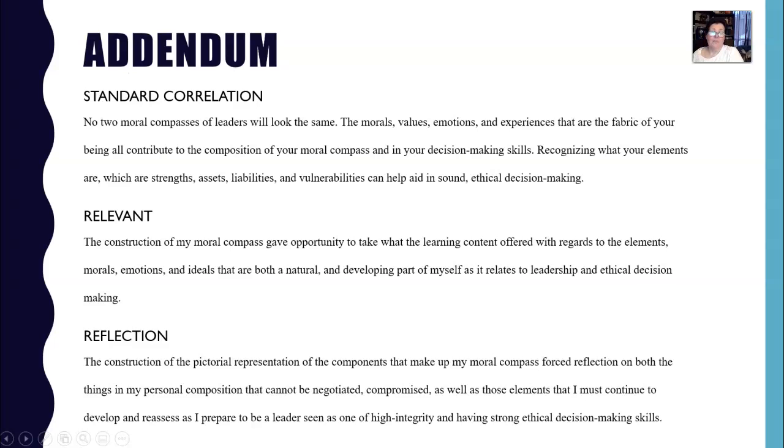And how will this be beneficial from a reflection standpoint? The construction of the pictorial representation of the components that make up my moral compass forced reflection on both the things in my personal composition that cannot be negotiated or compromised, as well as those elements that I have to continue to develop and reassess as I prepare to be a leader seen as one with high integrity and having strong ethical decision-making skills. I think the pictorial is a great representation of me and where my strengths and maybe vulnerabilities and opportunities for growth, professional growth and personal growth.